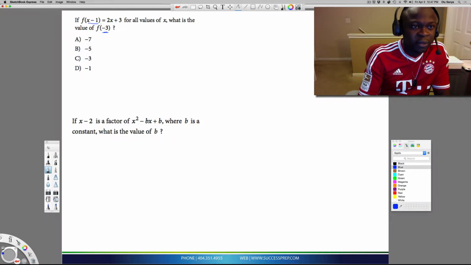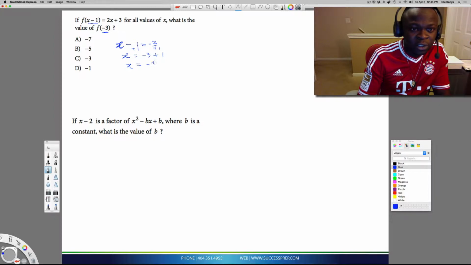So what would I do here? Because this is x minus 1 for this position and this minus 3 is in the same kind of position as this x minus 1, I have to make those two things equal to each other. So x minus 1 is equal to minus 3. Obviously, we need to solve this. So x is equal to minus 3 plus 1, because we have to add 1 on both sides to get rid of this minus 1 on the right side. So x is minus 2.